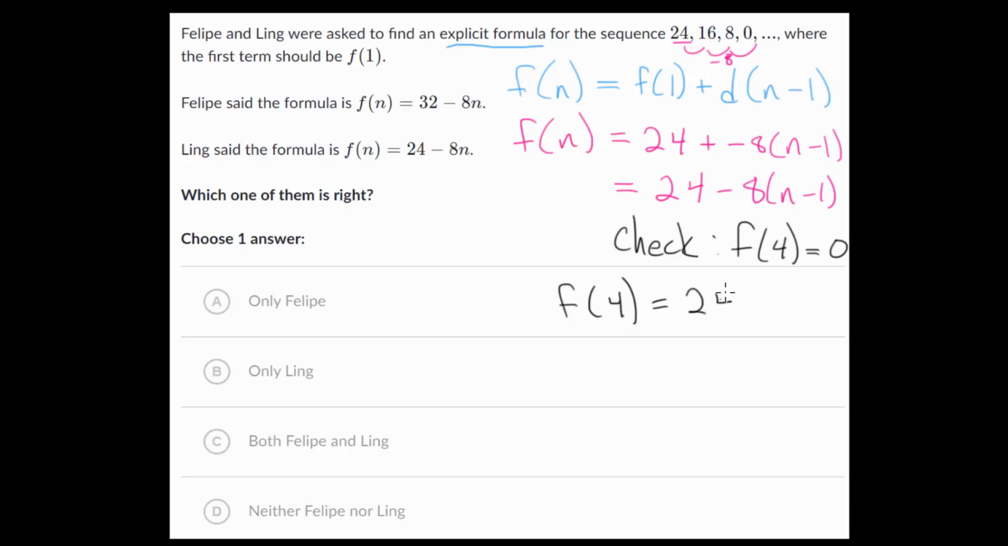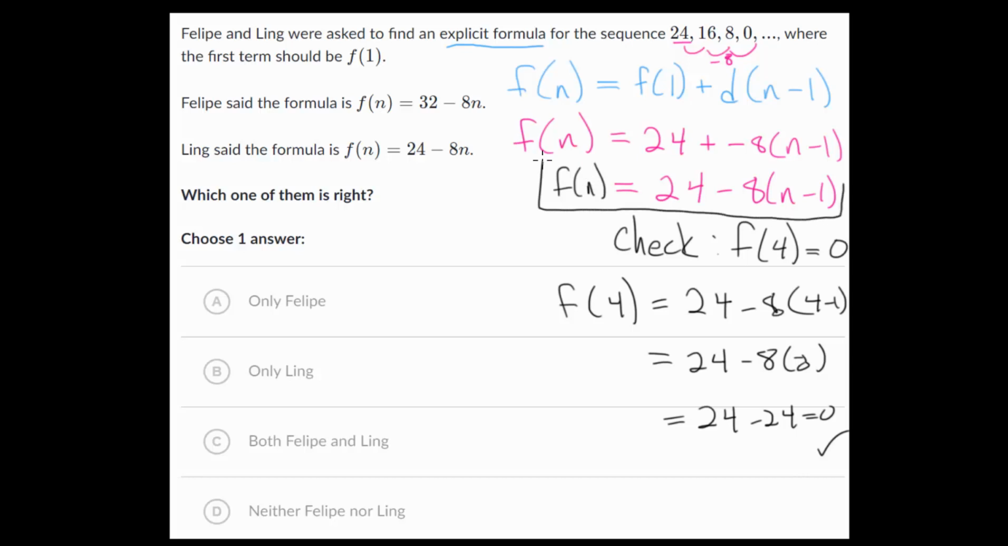So we have 24 minus 8 times 4 minus 1, which is 24 minus 8 times 3, and 8 times 3 is 24. So we have 24 minus 24, which is 0. So our check worked, which means that we know for sure this formula we generated is correct. And so that way we now know for sure that Ling's formula is incorrect. So let's just check Philippe's.